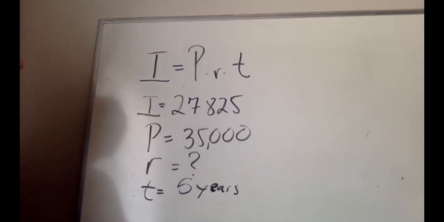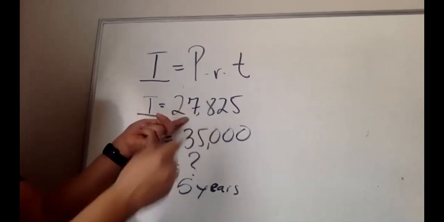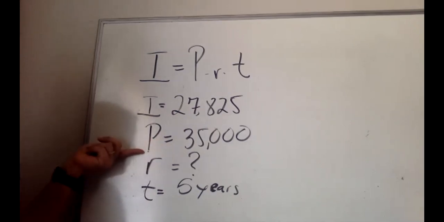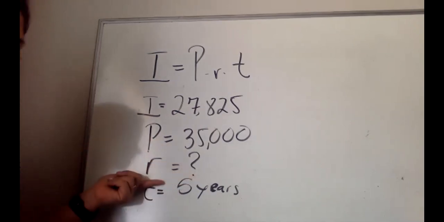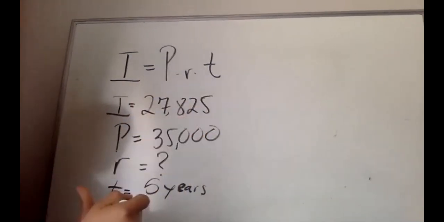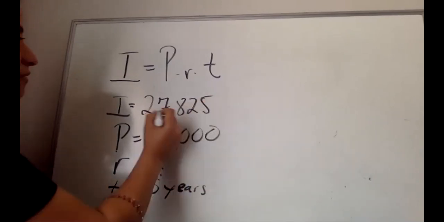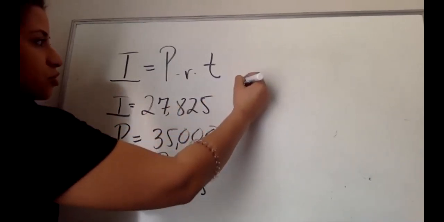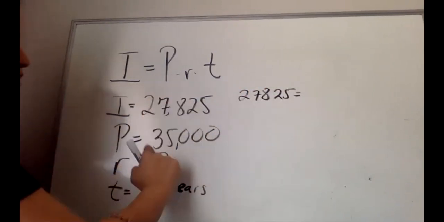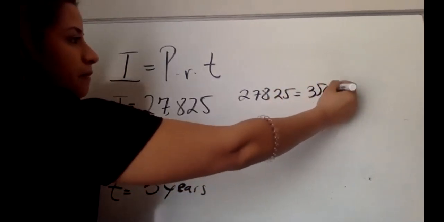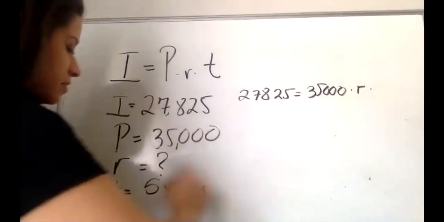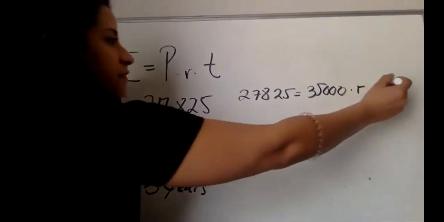So this is what we have. $27,825 was the interest. $35,000 was how much the car was. That's what she took out the loan for. So that's principal, rate, that's what they're asking us to find, and time is 5 years. So I'm going to go ahead and put all this information into this formula right here. So I'm going to have interest, $27,825, equals the principal, which is $35,000, times the rate, which I don't know, and the time, which is 5 years.